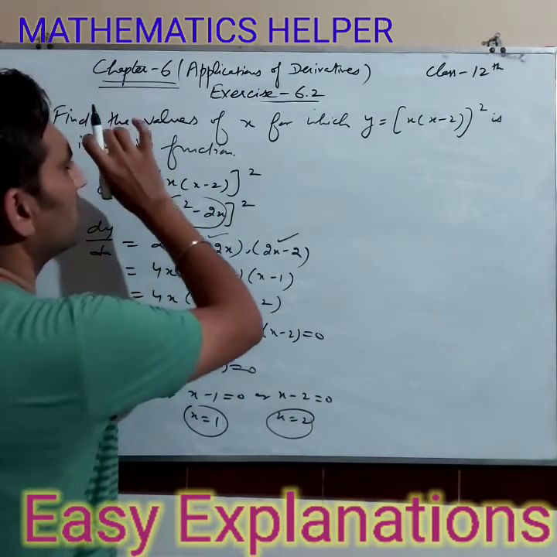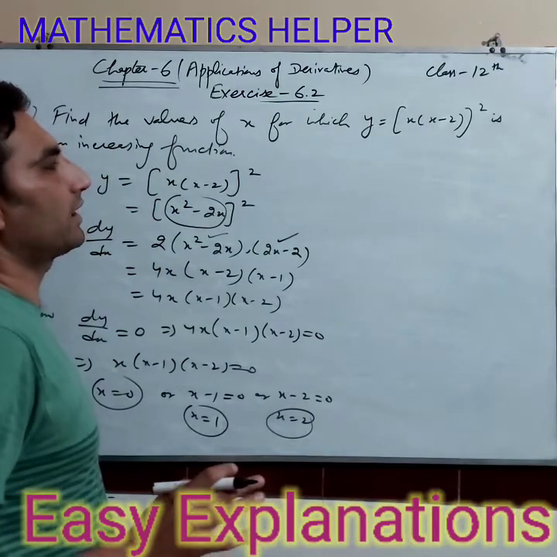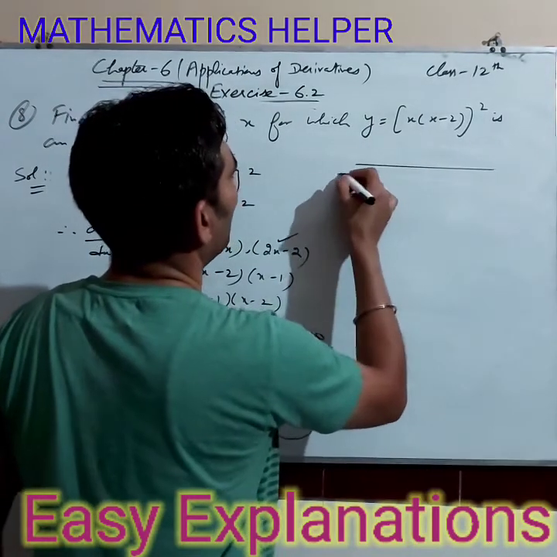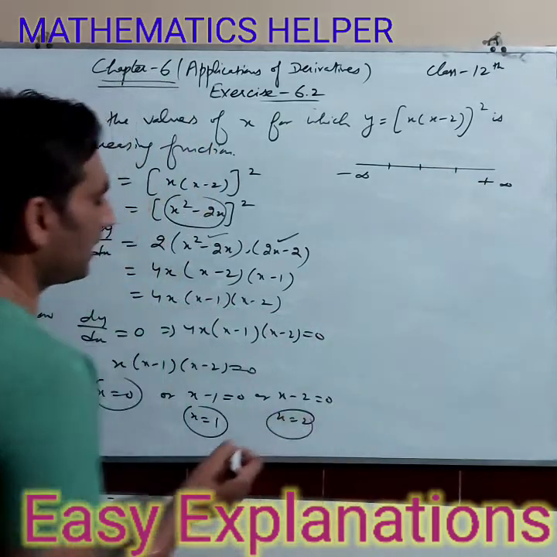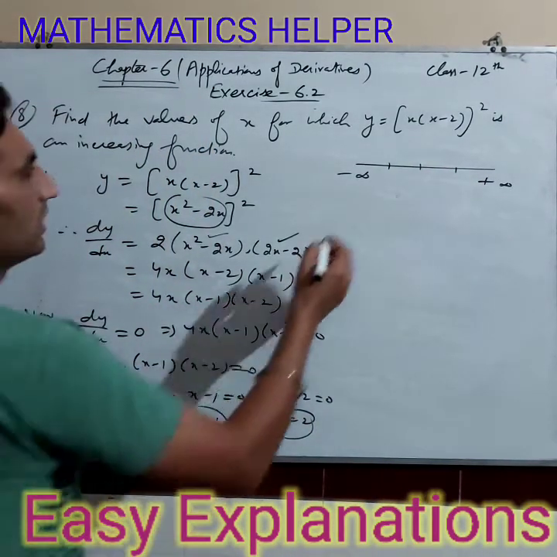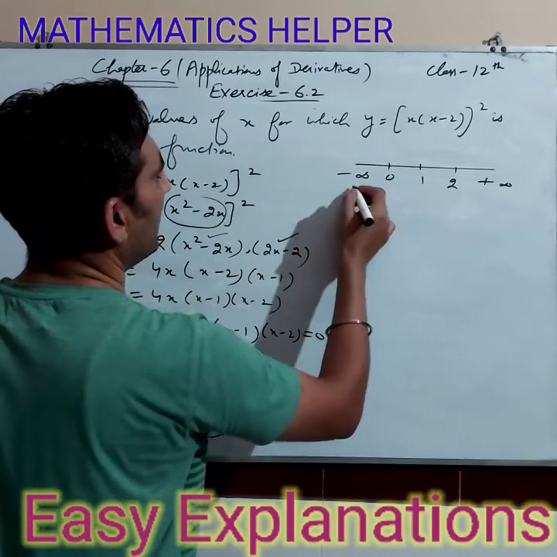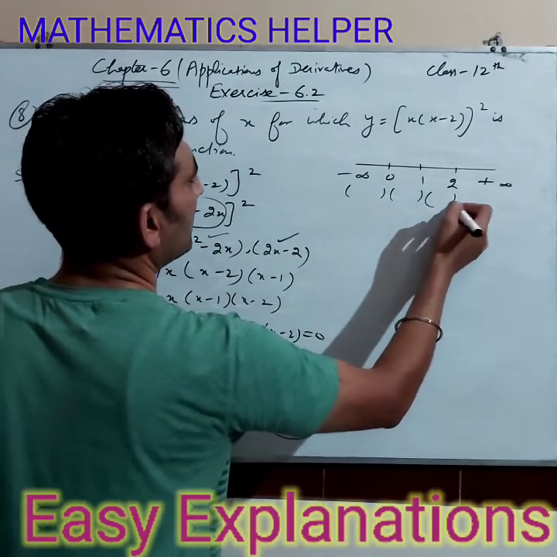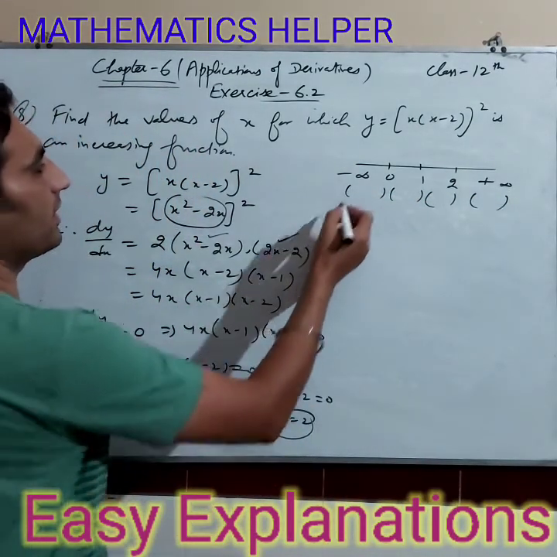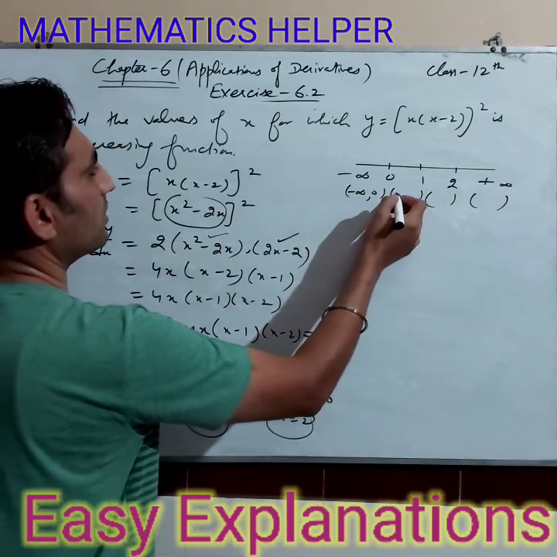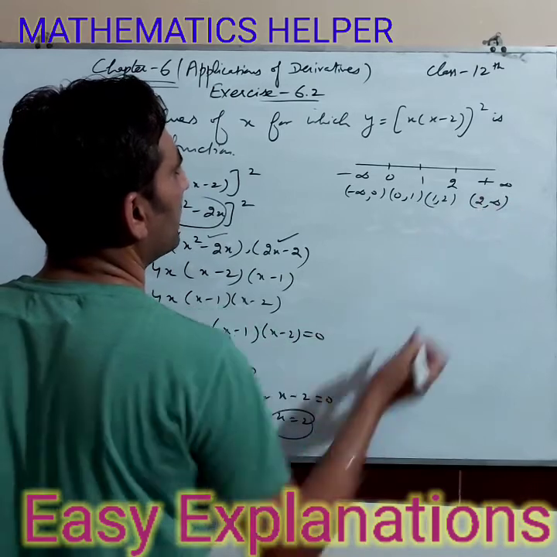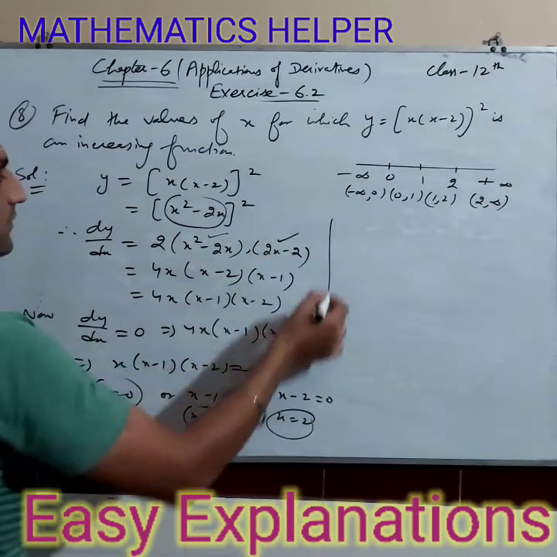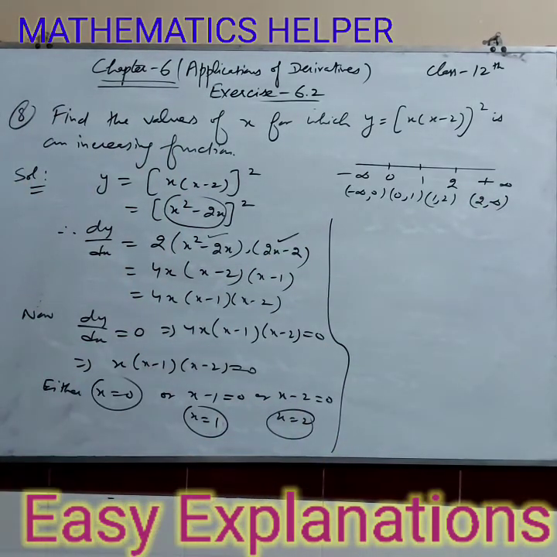Here no information is given about the interval, it means we have to consider the full real number line. So these numbers, there are 3 numbers 0, 1, 2, they divide the whole real number line in 4 disjoint intervals. First is minus infinity to 0, then 0 to 1, 1 to 2 and 2 to infinity. So we have to check the sign of derivative on all these.